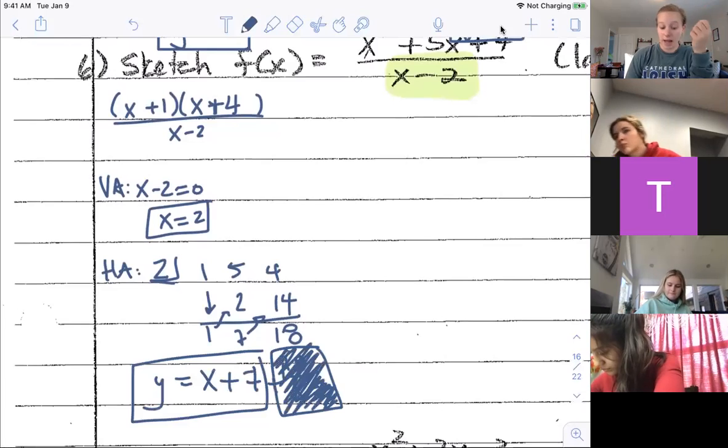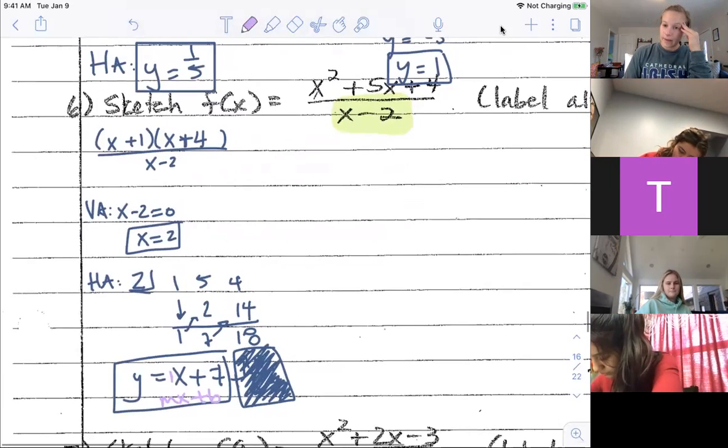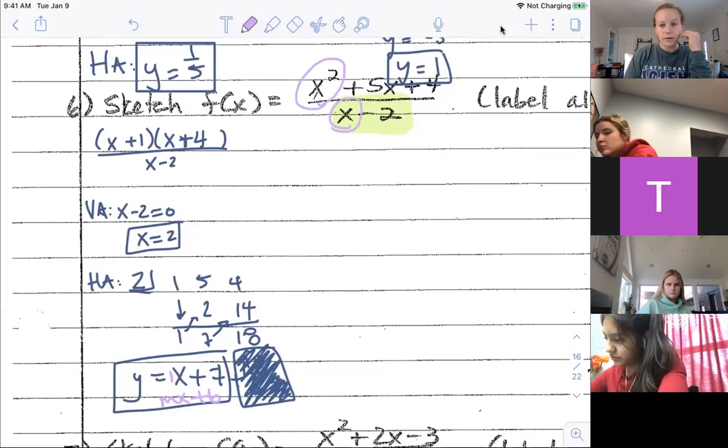This is an equation of a line. y equals mx plus b. So my y-intercept is at 7, and my slope is just 1. So we're going to graph that line momentarily. Again, we did our division because my exponent on top is bigger than the one on bottom. Anybody have any questions so far?